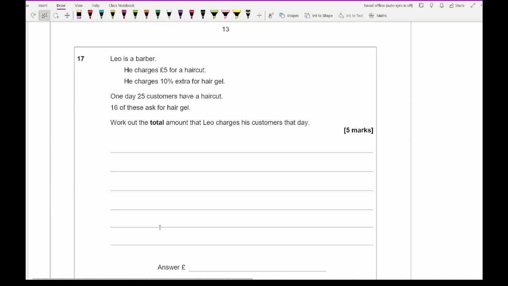Moving on to question 17, it says Leo is a barber. He charges £5 for a haircut. He charges 10% extra for hair gel. One day, 25 customers have a haircut. 16 of these ask for hair gel. Work out the total amount that Leo charges his customers that day. So what we need to do is split this question up into those who use gel and those without gel.